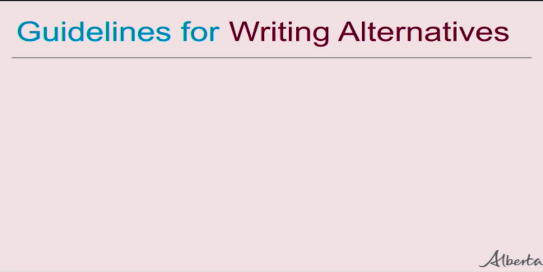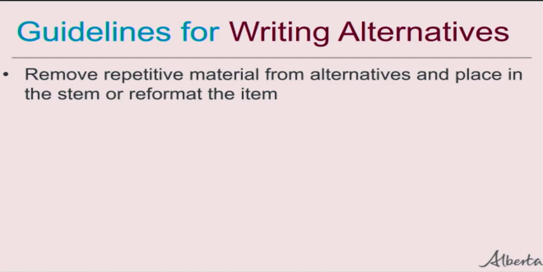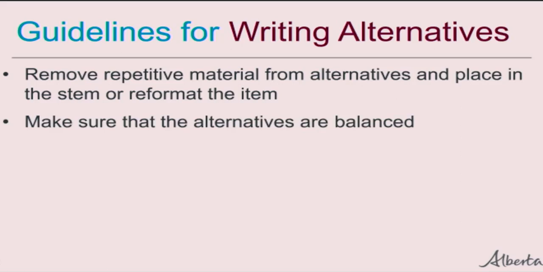Now we'll look at guidelines for writing the alternatives. So first of all, remove repetitive materials from alternatives and place in the STEM or reformat the item. Self-explanatory. Make sure that the alternatives are balanced. In other words, keep the alternatives similar in length, grammar, sentence structure, and content complexity. As well, keep the alternatives in logical or numerical order.